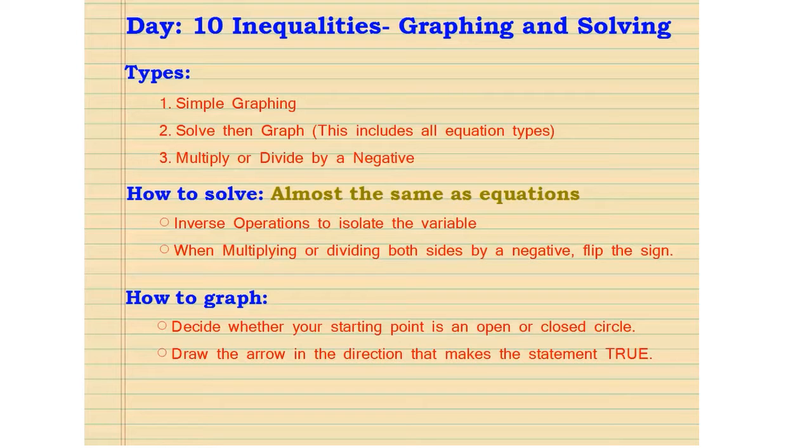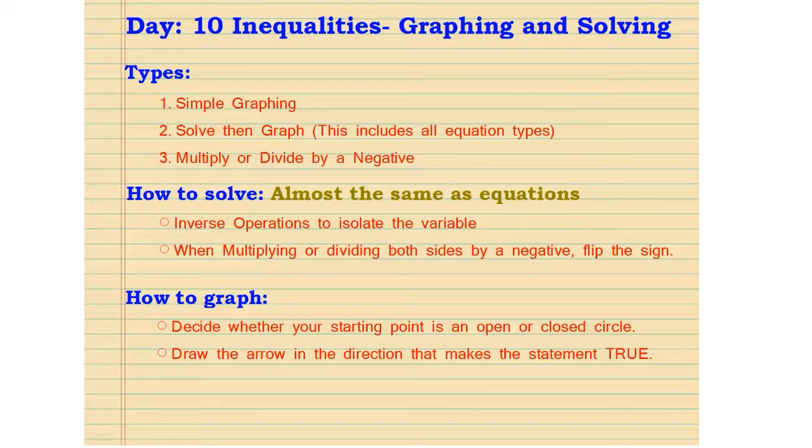In order to solve inequalities, we are going to follow the same steps we have done for the equations. We will use inverse operations, DC-VAM, to isolate the variable. We just need to make sure that whenever we are multiplying or dividing both sides of the inequality by a negative number, we will flip the direction of the inequality.